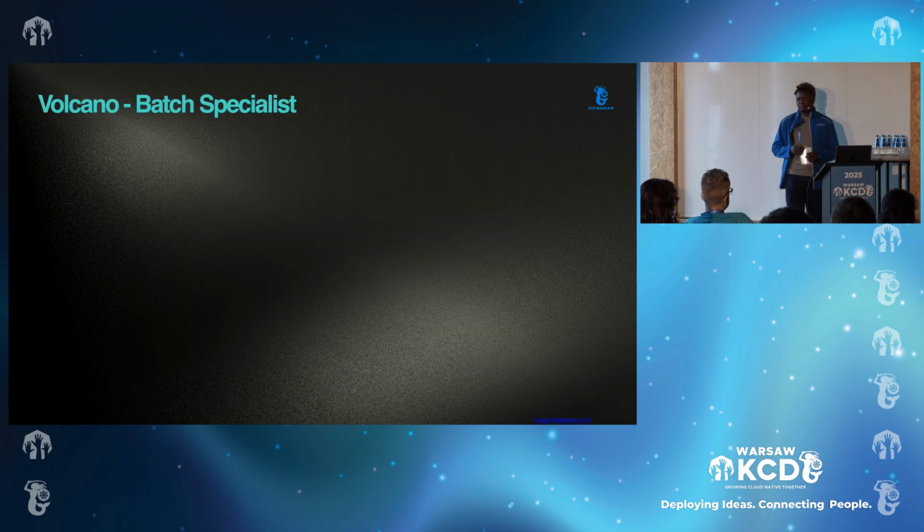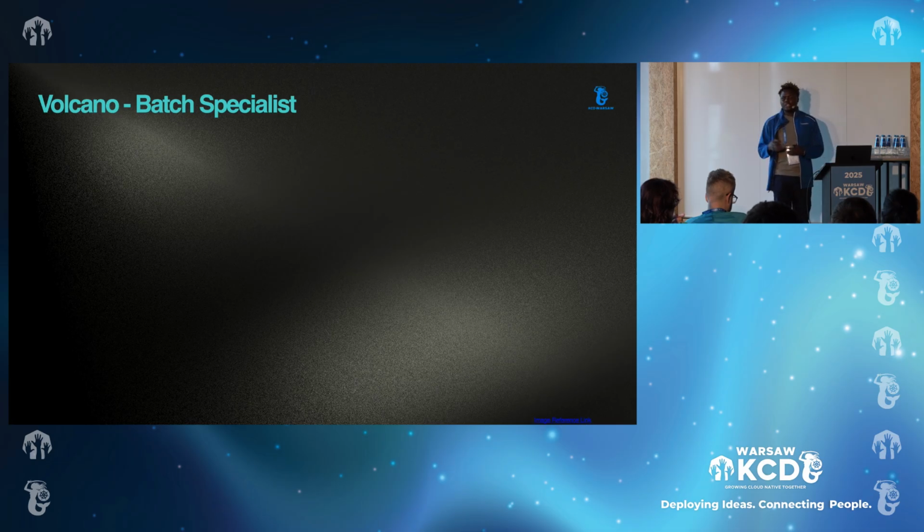Let's start with Volcano. I call Volcano the batch specialist. Why? Volcano is basically designed for HPC workloads, which are high performance computing workloads, and at the same time AI workloads. Volcano is the first and the only CNCF project when it comes to batch job scheduling. The interesting thing about Volcano is that it's built to support native Kubernetes, and it supports different frameworks, that is, different jobs that you have. For example, you want to run TensorFlow, Spark, and a lot of jobs that you can run in the cluster.